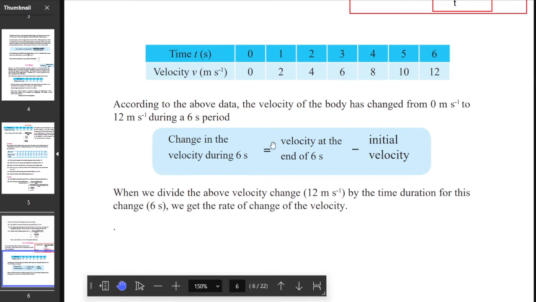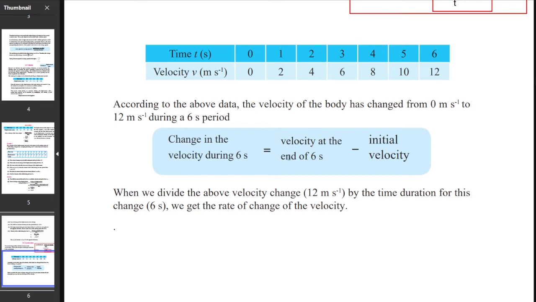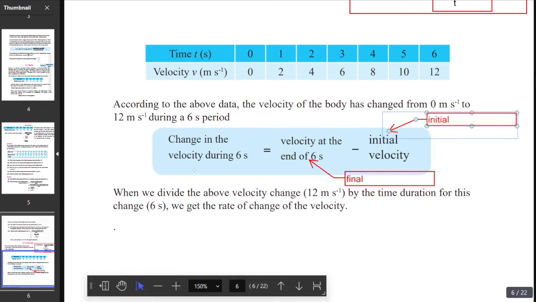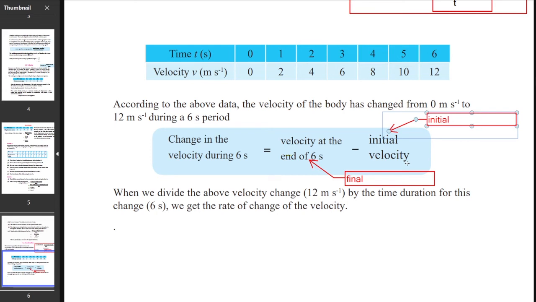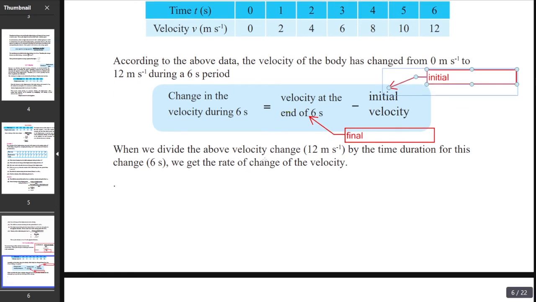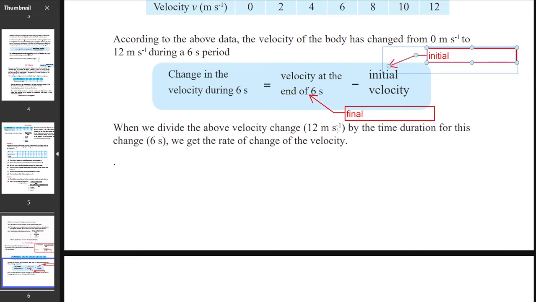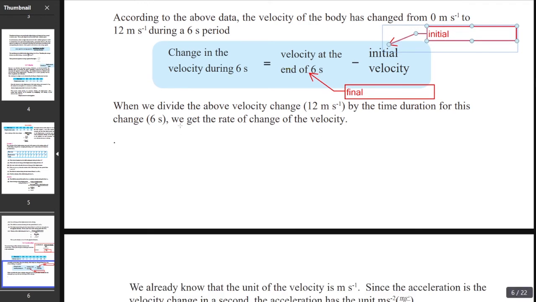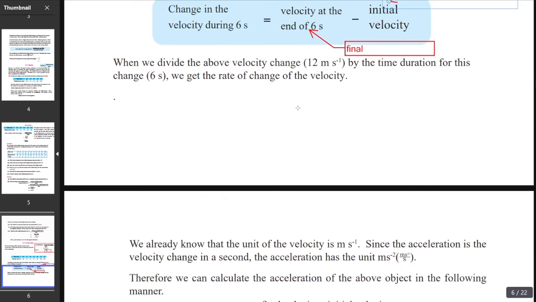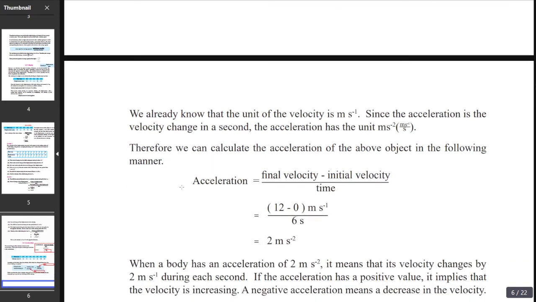The change in velocity is the velocity at the end, the final velocity. Understand? Then what is this? The initial velocity. The change is final minus initial. When we divide the velocity change, that is 12 m/s, by the time duration for this change, we get the rate of change of velocity. Now children, according to the above data, what is the initial velocity? That is 0. Then 12 minus 0 is 12, the velocity change. The time duration is 6. 12 divided by 6 is 2. We can get it done here. Okay.